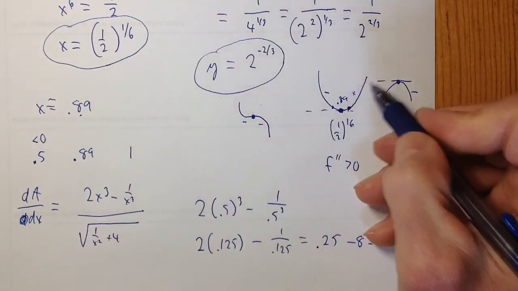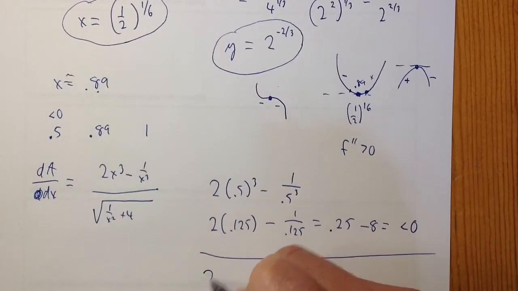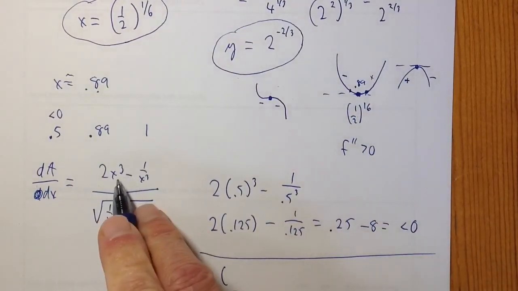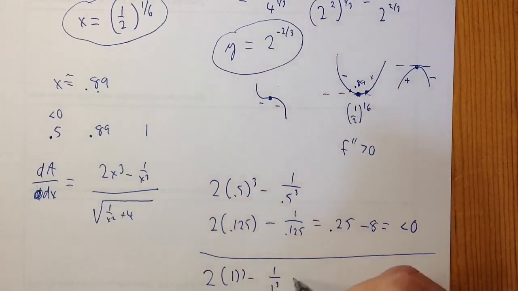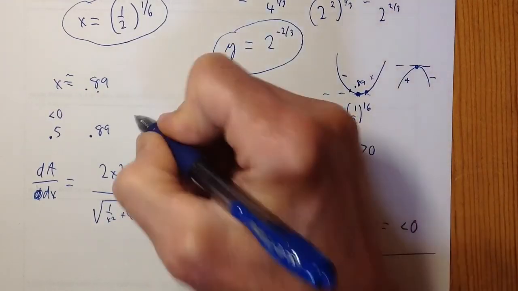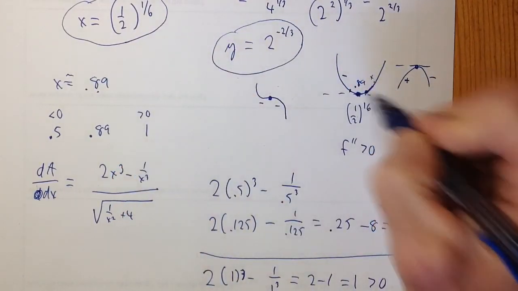Now we've got to plug in 1 and hope the slope is greater than 0. 1's easy to plug in. So plug in 1, we have 2 times, again, all we need is the top, because the bottom's always positive. 2 times 1 cubed minus 1 over 1 cubed. Well, that's just 2 minus 1. 1 cubed is 1, right? 2 minus 1 is 1, which is greater than 0. So here it's greater than 0, so sloping up, so it definitely is a minimum.